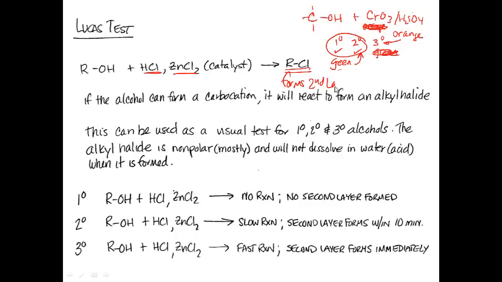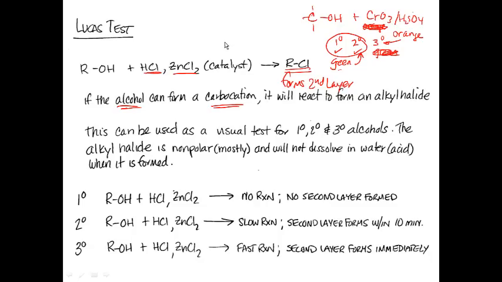If you remember in our SN2 reaction, we saw the formation of a various colored top layer. Well, we had to reflux that reaction for 45 minutes. We're going to do this reaction at room temperature. So the only way that you're going to get a second layer is if this alcohol can form a carbocation. And then you'll see the layer depending on how quickly the alcohol can form a carbocation.